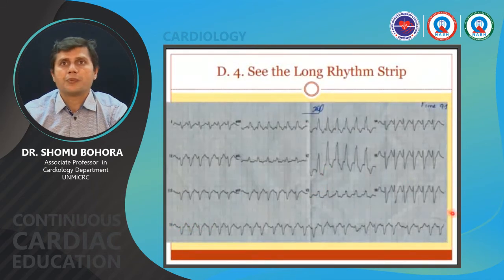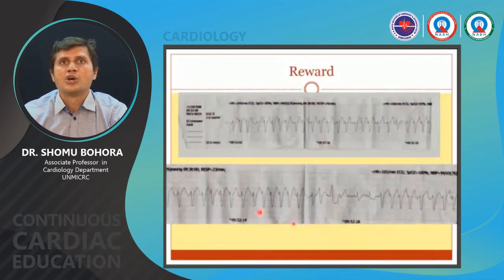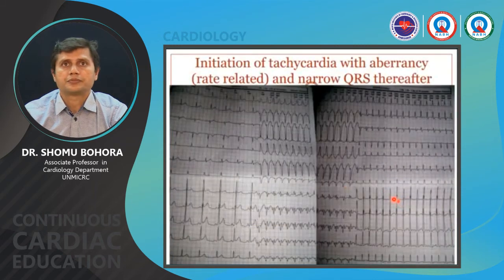Seeing a rhythm strip, as discussed, is very important. You can see that this seems to be regular in the 12-lead, but if you see the rhythm strip, it is irregularly irregular, suggesting this as atrial fibrillation. So the reward of taking a good long rhythm strip is there to diagnose arrhythmia, especially in the elderly.